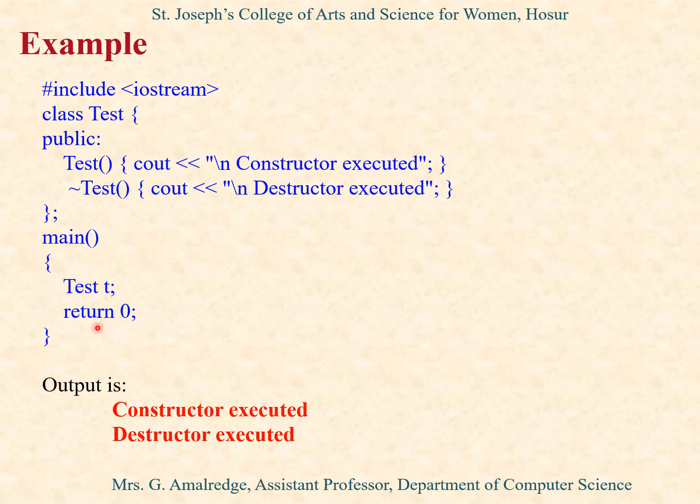And the next statement in main function is return. So when the object goes out of the scope, it automatically calls the destructor. So in destructor, we are printing the statement destructor executed. So the second statement, destructor executed, is printed on the screen.